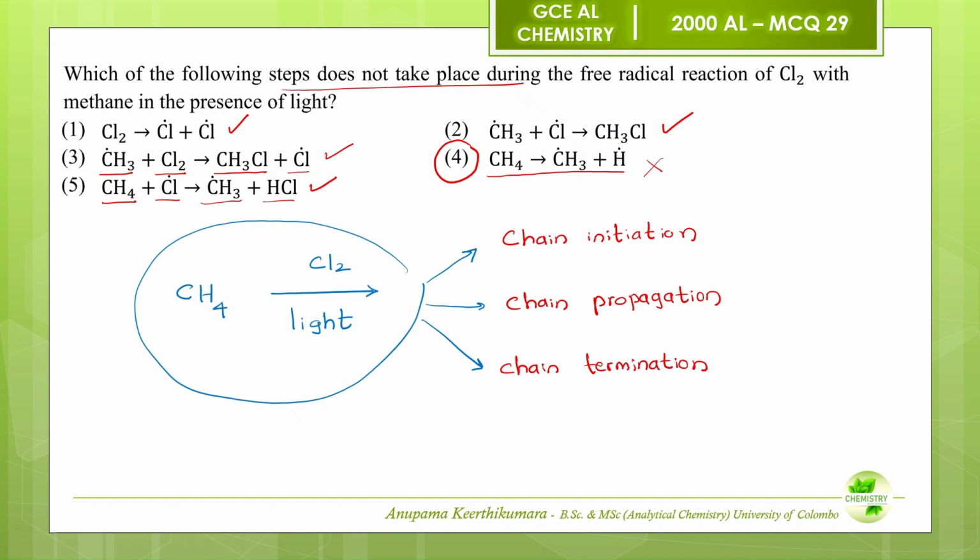And students, if you know the mechanism of this reaction, you can get the answer within 1 second. The reason is hydrogen free radicals are not generated during this reaction. There are always two types of free radicals produced during the reaction. One is chlorine free radical and the other one is alkyl free radical. Therefore, if you know the mechanism of this reaction, you can get the answer within 1 second. The answer is number 4.